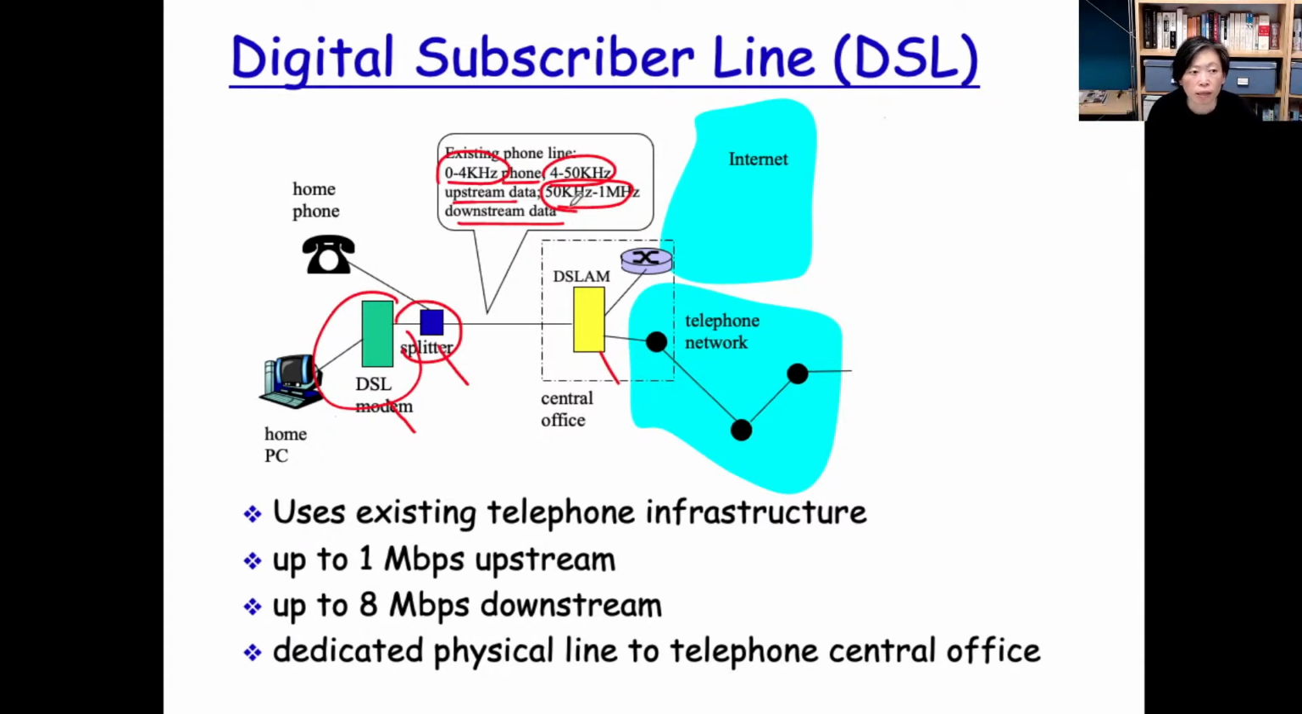Okay, so phone is going through the 0 to 4 kHz frequency band, upstream data 4 kHz to 50 kHz, downstream data 50 kHz to 1 megahertz. So you see that the downstream data is using a wider frequency band, and so not surprisingly, upstream bandwidth is only 1 megabit per second, and downstream we get 8 megabits per second.